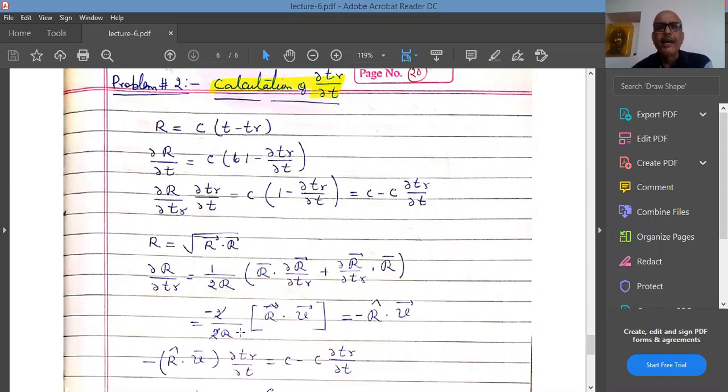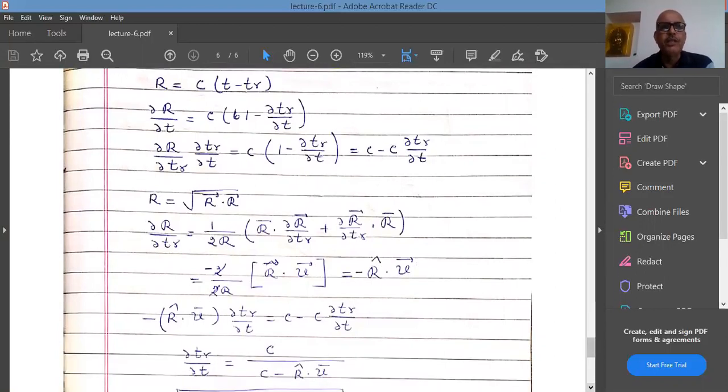So 2 and 2 will cancel and we have basically minus R cap again. Why? Because we have a vector R here. Vector R divided by R becomes R cap, and we can prove ∂R over ∂t_r to be equal to minus R cap dot v. You will have to remember even ∂R over ∂t_r to be equal to minus R cap dot v. That we will also be using in the next lecture. So let us now substitute these values here.